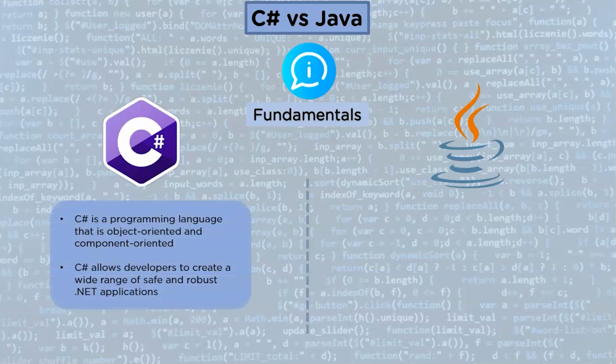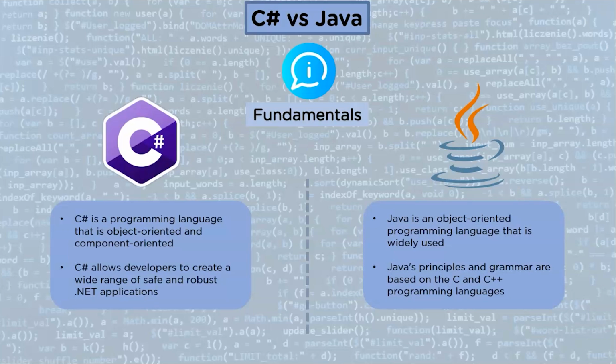Fundamentals. C Sharp is a programming language that is object oriented and component oriented. C Sharp allows developers to create a wide range of safe and robust .NET applications. C Sharp programs are executed using .NET, a virtual execution system known as Common Language Runtime (CLR) and a collection of class libraries. Java is a programming language as well as a computing platform. Java is an object-oriented programming language that is widely used. Java's principle and syntax are based on C and C++ programming languages.